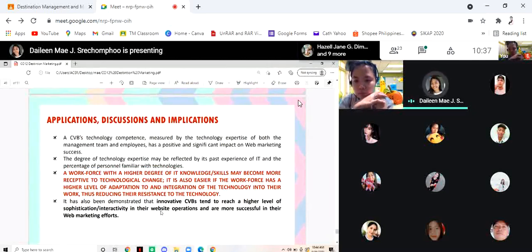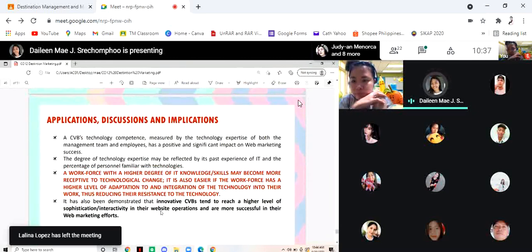adaptation to and integration of the technology into their work, thus reducing resistance to the technology.